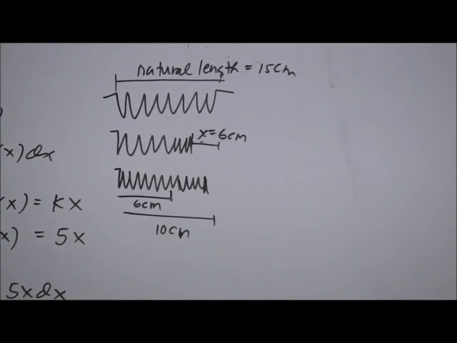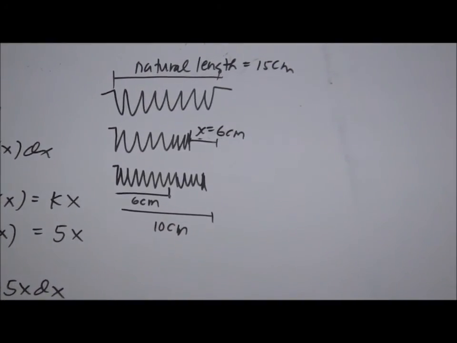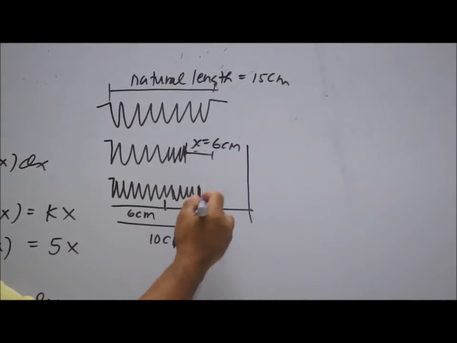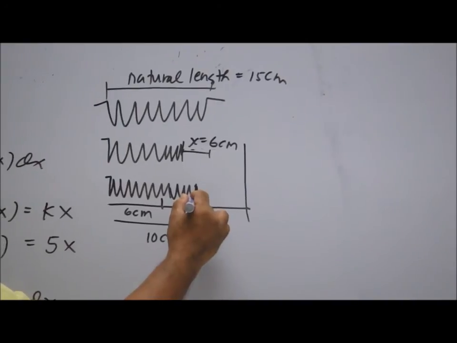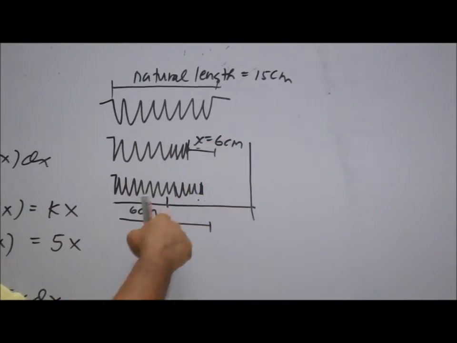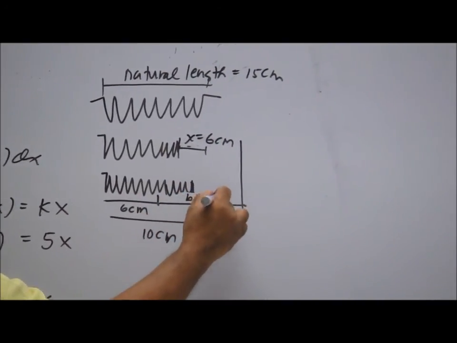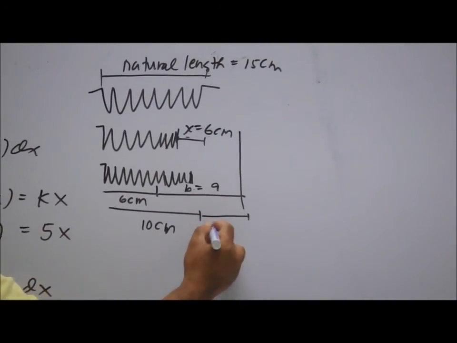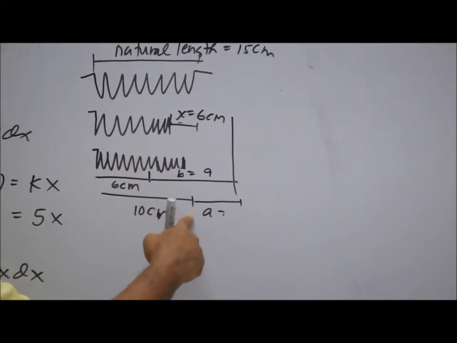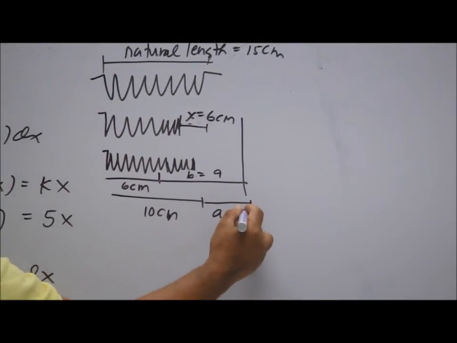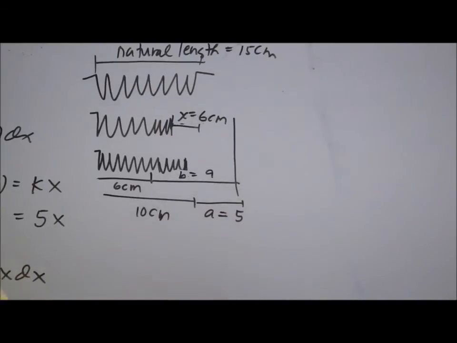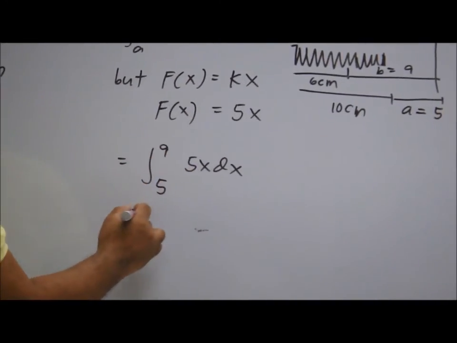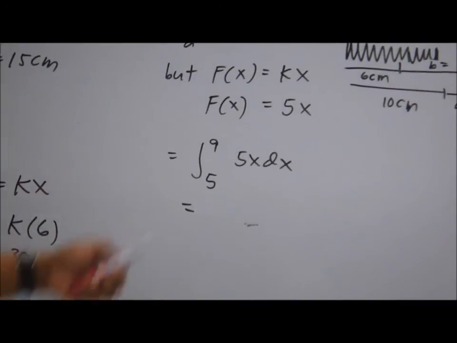So what will then be the limits? You can base it on the natural length. So this will be the upper limit: 15 minus 6 will be 9, you follow? And this will then be the lower limit, which is 15 minus 10, equal to 5. Okay? So therefore, that is now the limit, from 5 to 9. Okay? Then we can now integrate this.